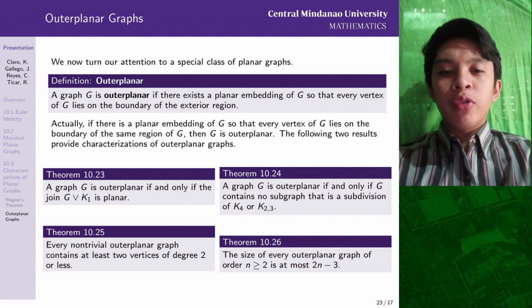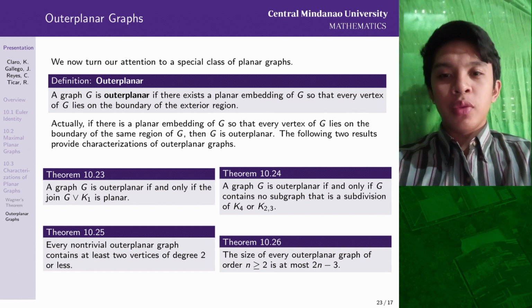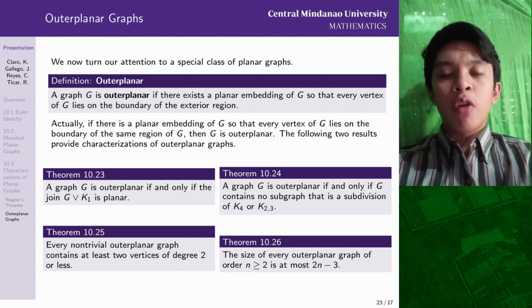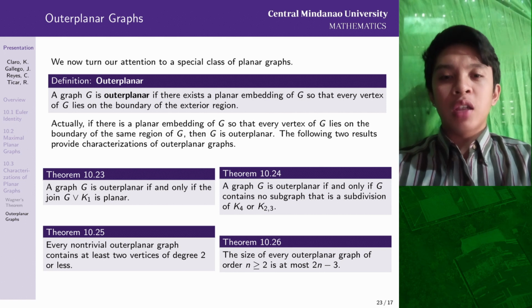A graph G is outerplanar if there exists a planar embedding of G so that every vertex of G lies on the boundary of the infinite region. Actually, if there is a planar embedding of G so that every vertex of G lies on the boundary of the same region, then G is outerplanar. The following two results provide the characterization of outerplanar graphs.